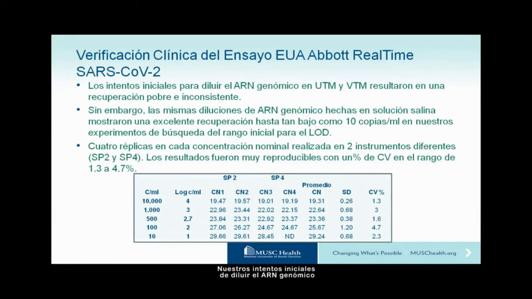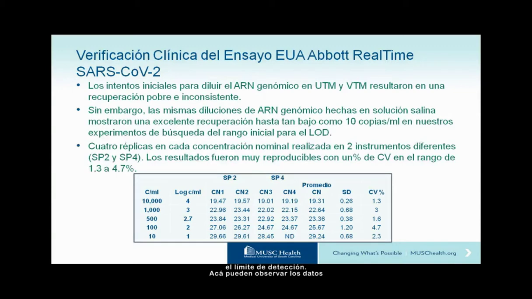Our initial attempts to dilute genomic RNA in universal transport media and viral transport media resulted in poor and inconsistent recovery, which was a bit of a surprise to me, but I guess I shouldn't have been surprised by that. However, the same dilutions of the genomic RNA made in saline showed excellent recovery down to as low as 10 copies per mil in our initial range-finding experiments for the limit of detection.